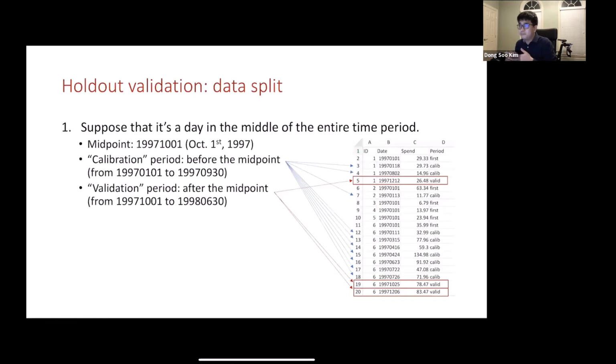In the first step, we need to pick a day in the middle of the time period. The midpoint is October 1st, 1997, so we split the data into 2 time periods. One is the period before the midpoint, and the other is the period after the midpoint. For convenience, the first period is called Calibration Period because we are going to make predictions using the data in this period. And the second period is called Validation Period because the data in this period will be used for validation.